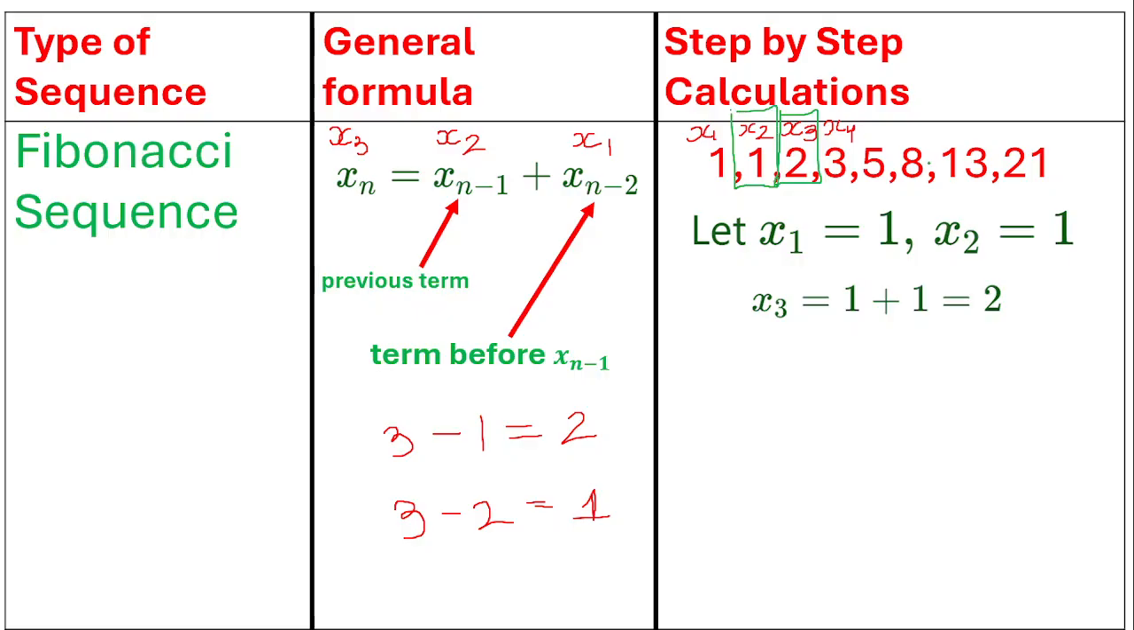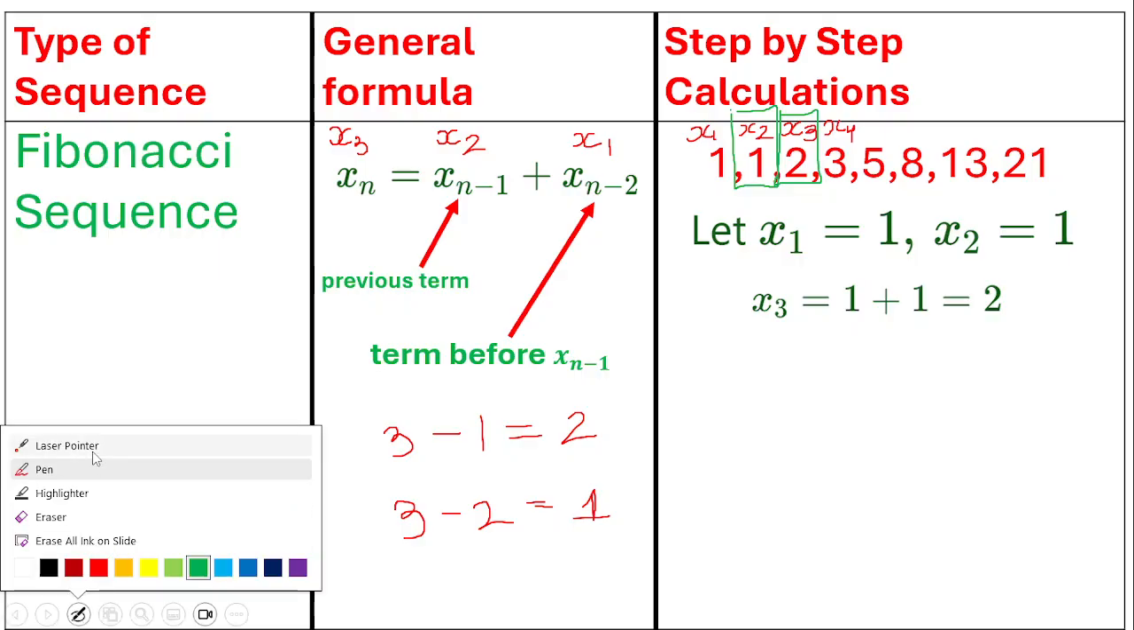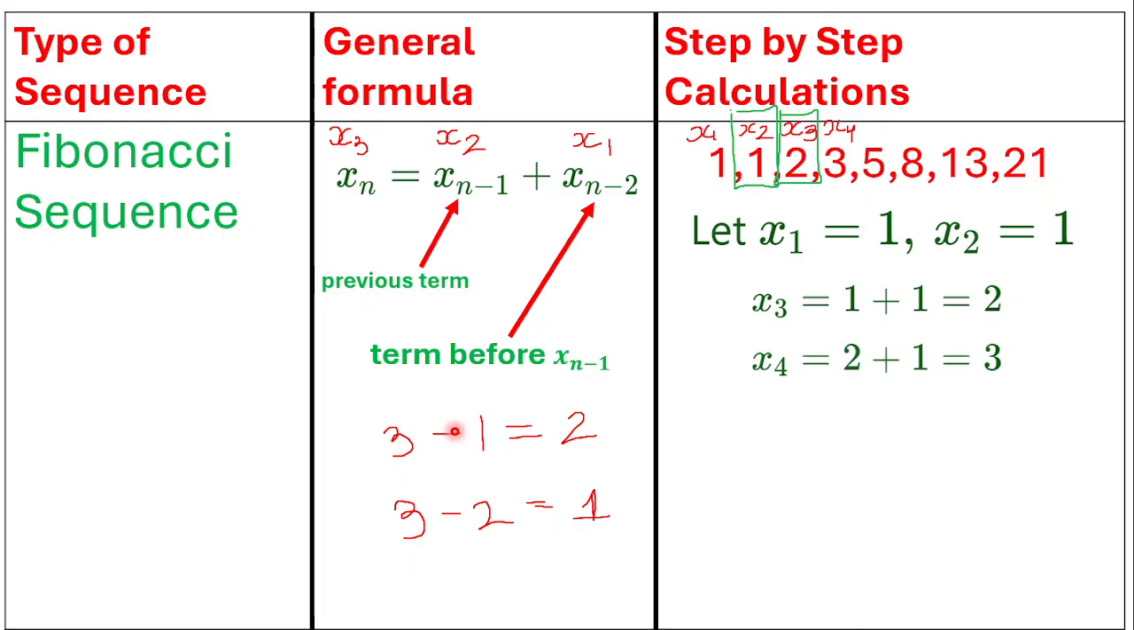In order for us to get x4, which is 3, we have to add what? The two previous terms. So that means we have to add 2 plus 1, because x3 is 2 and x2 is 1. That's going to give us 3. And that makes sense, because xn minus 1 is x3, which is 2, and xn minus 2 is x2, which is 1. So 2 plus 1 is 3, which basically means all we're doing is adding the two previous terms.